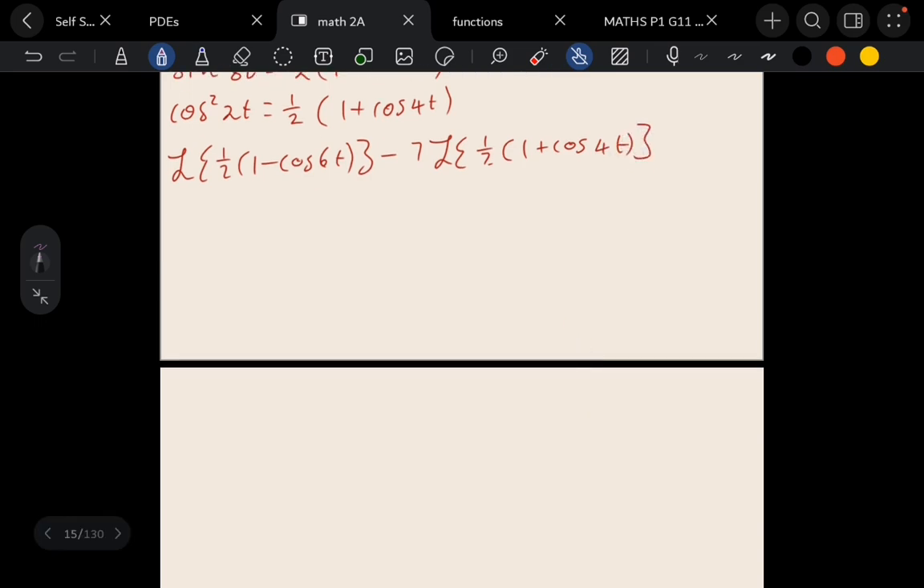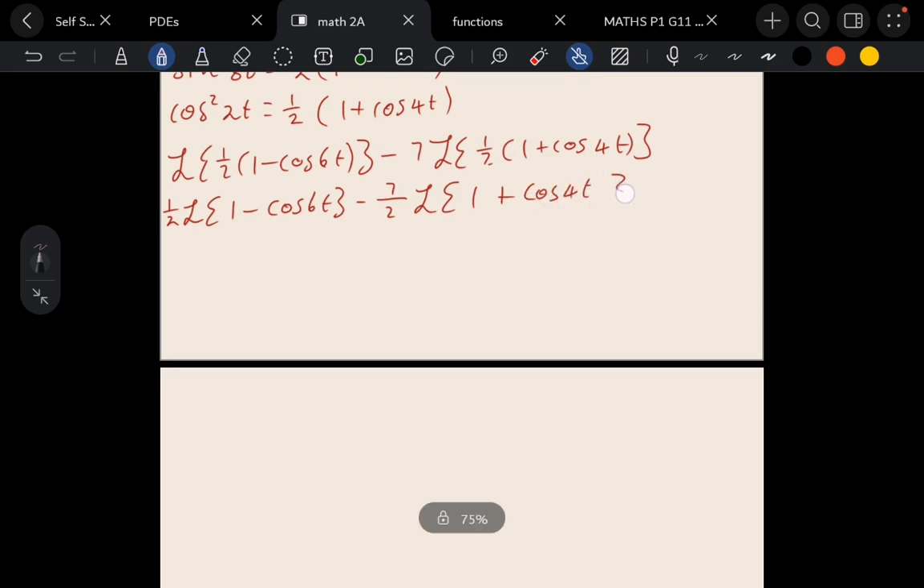So the half would go outside. I'm going to have 1 over 2, the Laplace transform of 1 minus cos 6t, minus 7 over 2, the Laplace transform of 1 plus cos 4t. So it's 1 over 2. What is the Laplace transform of 1? The Laplace transform of 1 is 1 over s, minus, what is the Laplace transform of cos 6t? It is s over s squared plus 36. We are done with the first bracket.